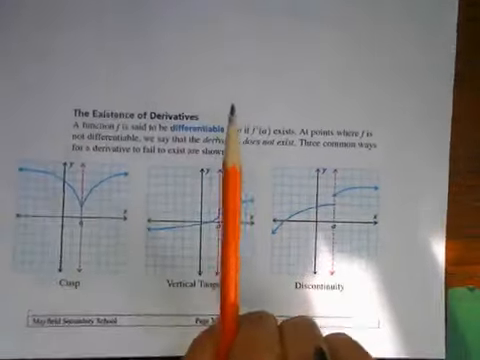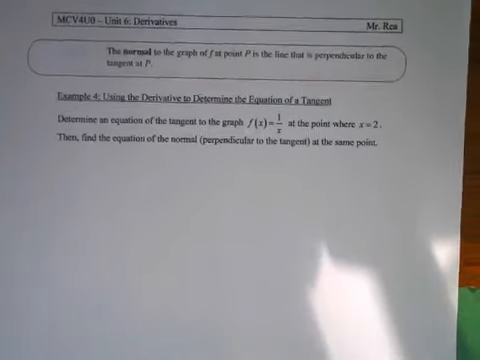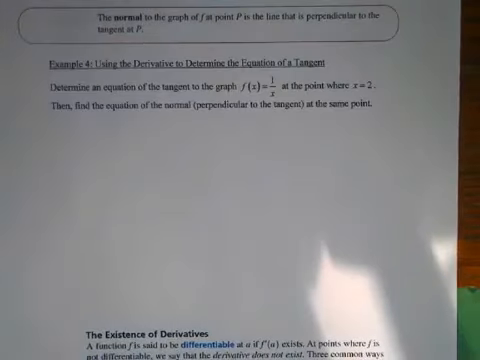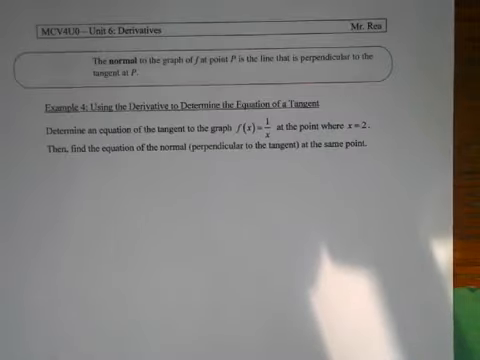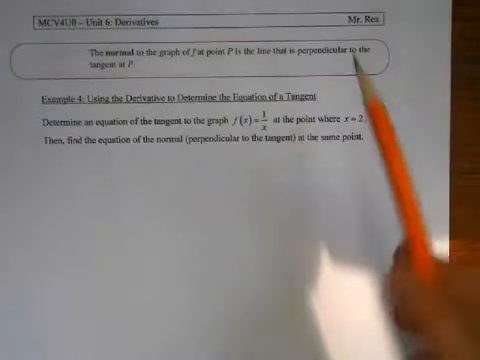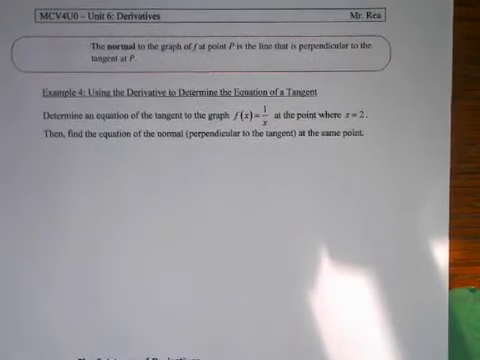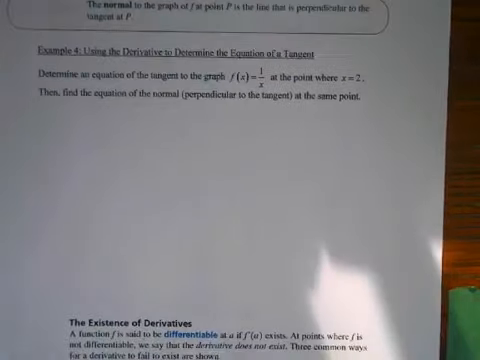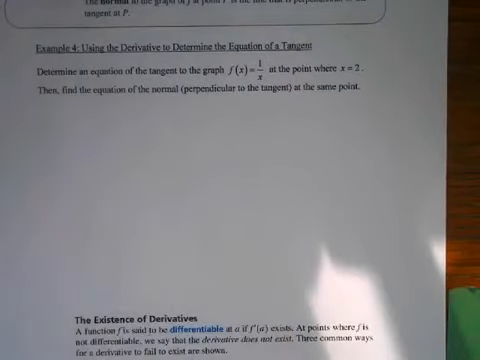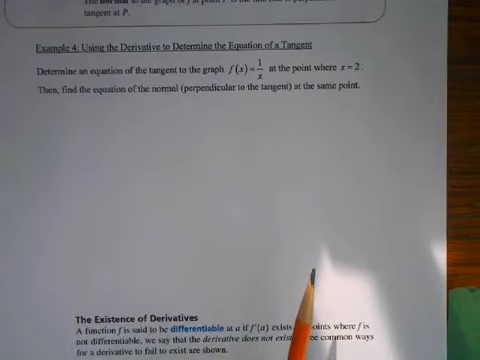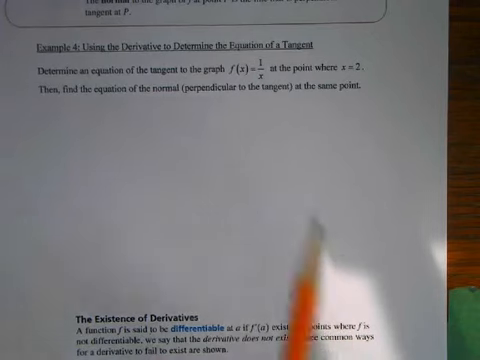So next, example 4. We start off with the last key concept about the normal being perpendicular to the tangent. So we're going to use that here, using the derivative to determine the equation of a tangent. Determine an equation of the tangent to the graph f of x equals 1 over x at the point where x equals 2. Then find the equation of the normal perpendicular to the tangent at the same point.